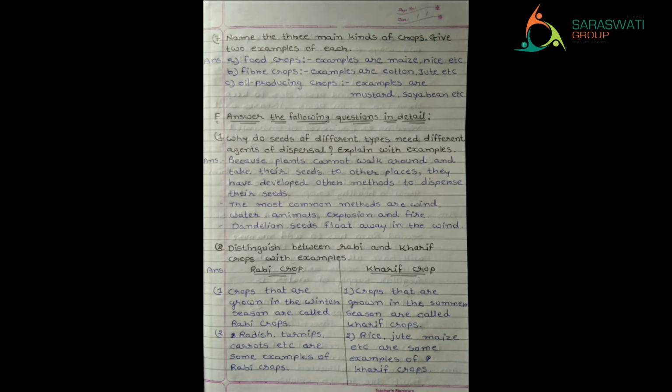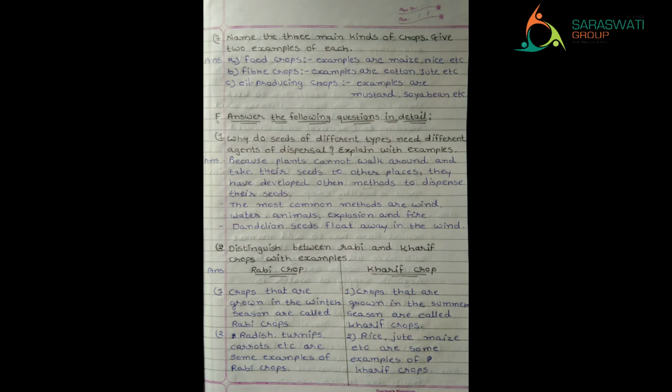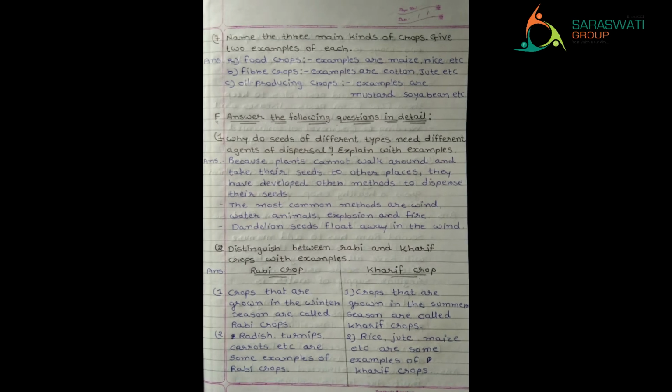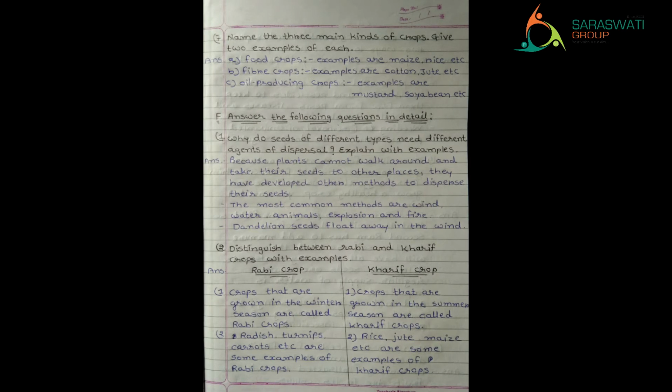So examples are maize, rice, etc. Right? Now the second type of crops, fiber crops, and the examples are cotton, jute, etc. Right? Fiber એટલે કે જેમાંથી આપણે કપડાં બનાવી શકીએ. Right? The third kind of crop is oil producing crop. That means કે એવા crop કે જેના seedમાંથી કે flowerમાંથી કે fruitમાંથી we can take out oil. Right? So examples are mustard, soya bean, etc. Right? So this was your short question answer.